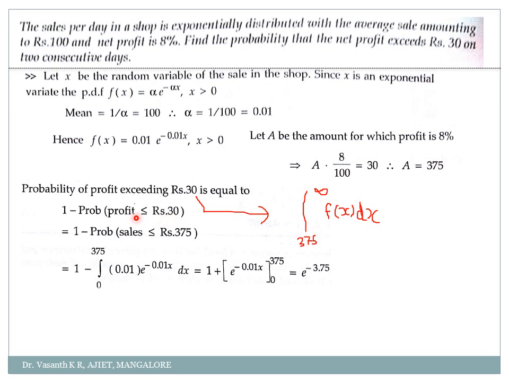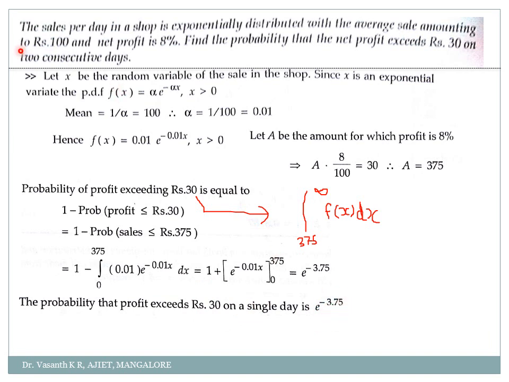So same way I have done here also. So it is 1 minus probability of sales which is less than or equal to 375, correct? We have found the value of a, that a we have to take. So it is simply 1 minus integration from 0 to 375 of my function 0.01 into e to the power minus 0.01x dx. Simplify it, we will get the answer as e to the power minus 3.75. The probability that the profit exceeds rupees 30 in a single day is this much.